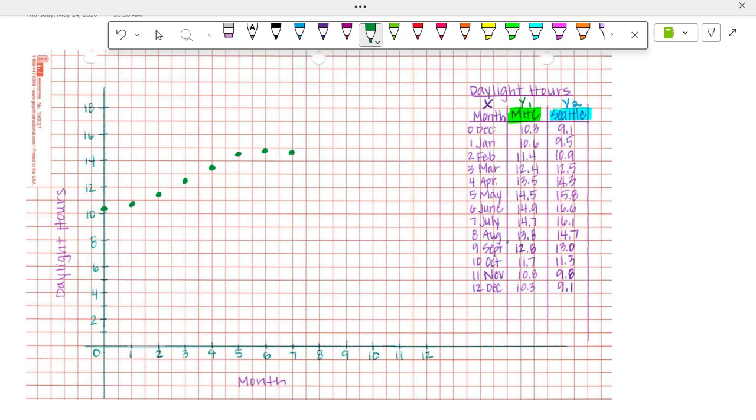The next one is August, so that's 13.8. So I'm going to go up to 12, and I'm going to go up one more line because 13 is halfway between 12 and 14, so it's that middle line between them. When we're done, do you want us to draw a line through it or no? Yes, you're going to connect it. And since it's 13.8, you're going to get pretty darn close to 14, but not quite on it.